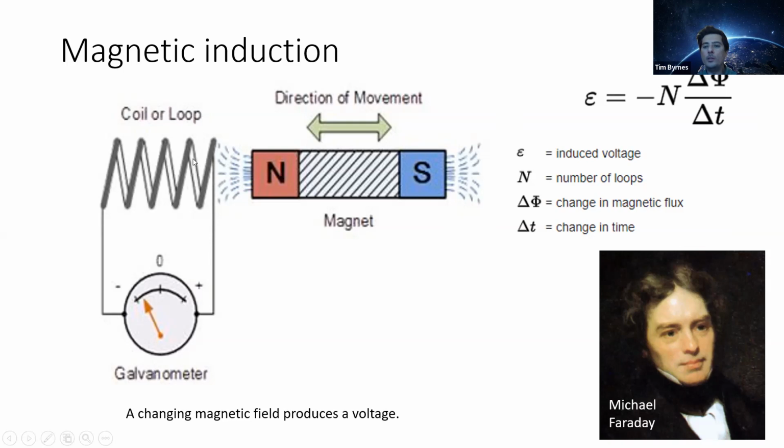What this tells you is that once there's a changing magnetic field, there will be a voltage produced in this wire. And a voltage is another way to think about the electric field. In the last slide set, I think we looked at the relationship between voltage and the electric field: voltage was equal to the electric field times the distance.